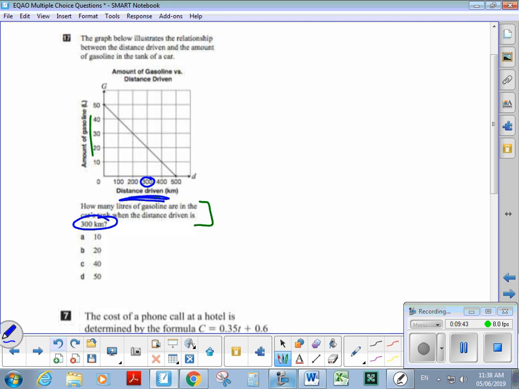So how many liters? You need to bounce up to the graph. Here's the line where it intersects. You need to look across, and you see that it is an answer of 20. So if you answered B, all right, you are the winner. B is the answer.